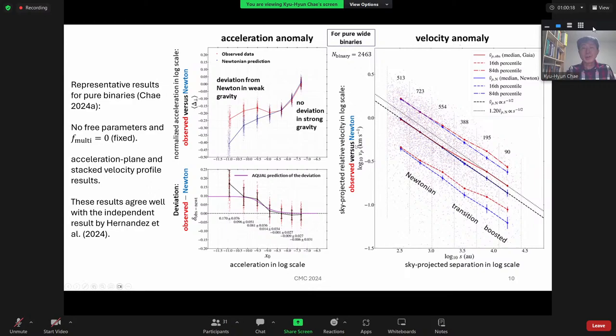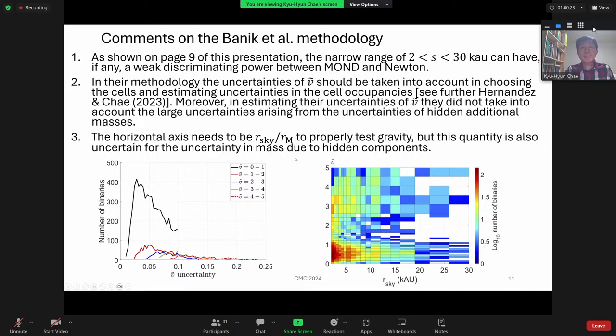And now here I'm mentioning some of the key problems with Indrani's methodology. The first one is they use this narrow range where there is only weak discriminating power. Also they did this binning and then calculated occupancies. And one thing they need to do is consider probably S over R_M rather than R sky, and that's more sensible. Also these cell sizes must be larger than the uncertainties.